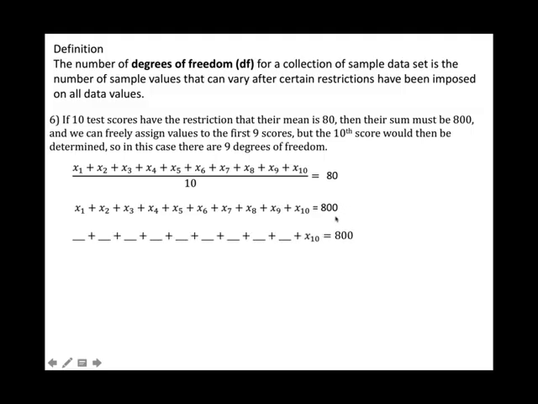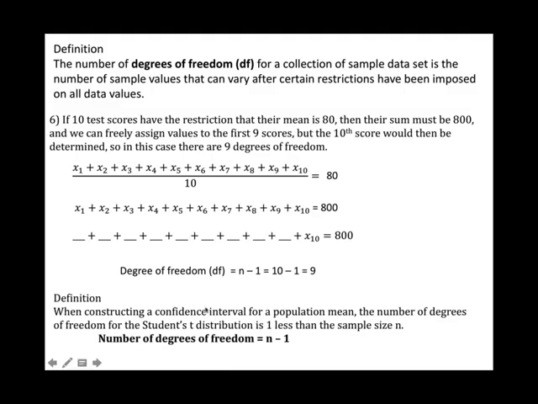What does the degree of freedom mean? For the first 9 data, they can be anything. I could make up any value for the first 9 data. But the last one has to be fixed, because after I add the last data, I have to make sure the sum is equal to 800. So in this example, my degree of freedom is 9. I have 9 degrees of freedom to assign any values, but the last one has to be fixed in order to get 800.